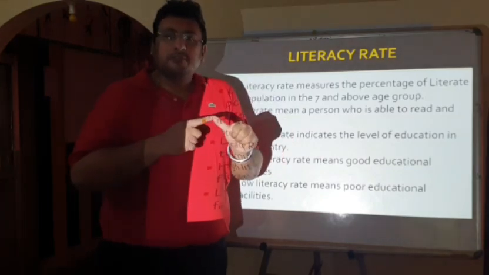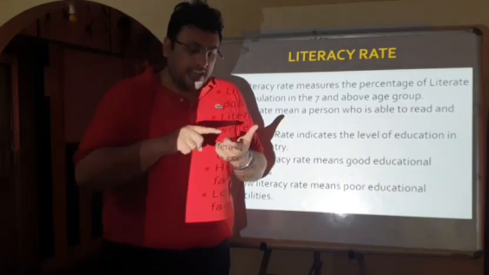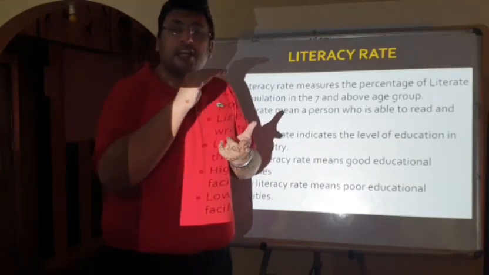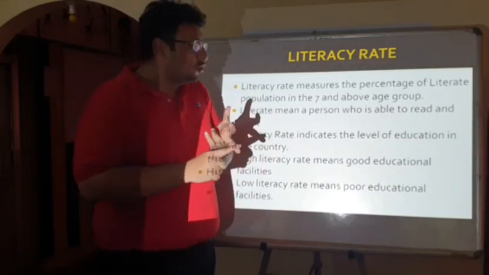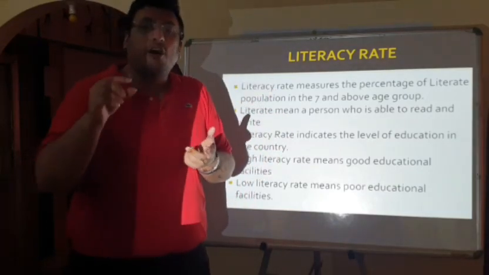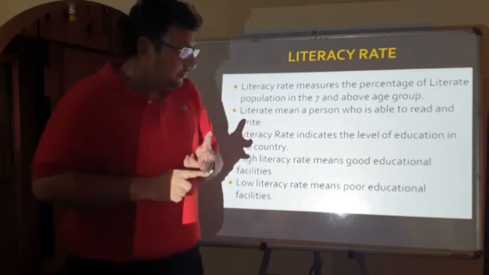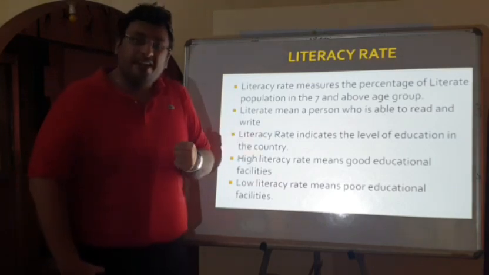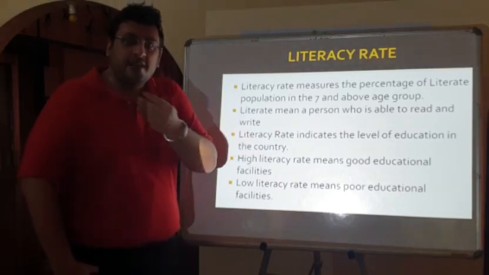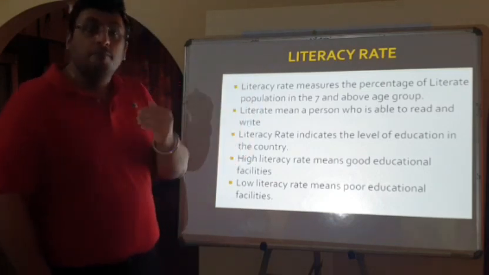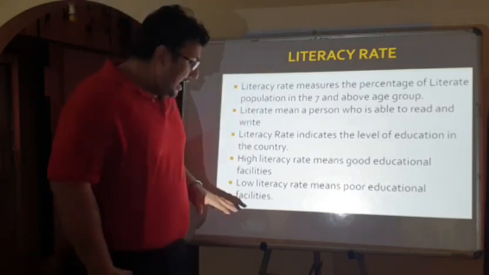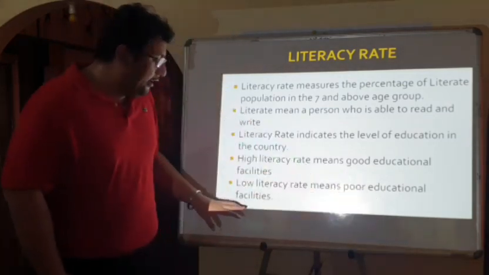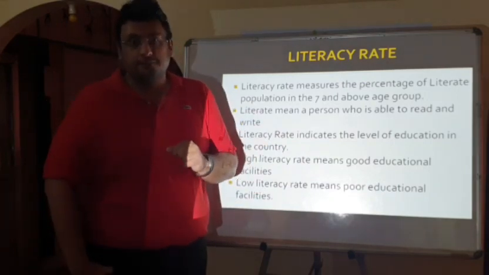Per capita income was financial comparison. Infant mortality rate was on the medical and health facility comparison. Now literacy rate shows us the educational level of that state or of that country. High literacy rate means more number of people are educated, are literate. Therefore, that means there are good number of schools, better educational facilities. And low literacy rate, what does that mean? It means that there is a poor educational facility in that area.